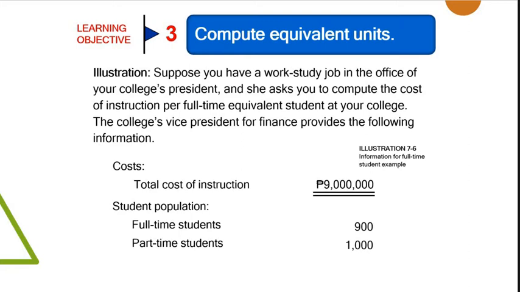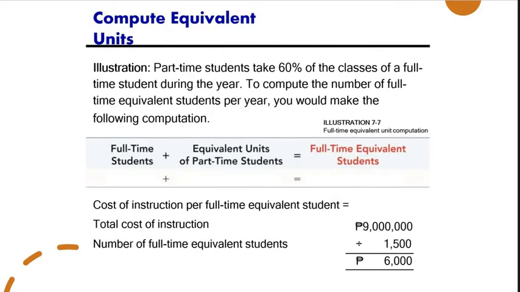You have the total cost of instruction, which is 9 million. And for the student population, you have 900 full-time students and 1,000 part-time students. Part-time students take 60% of the classes of a full-time student during the year. Meaning, the part-time students are 60% of full-time. To compute the number of full-time equivalent students per year, you would make the following computation.